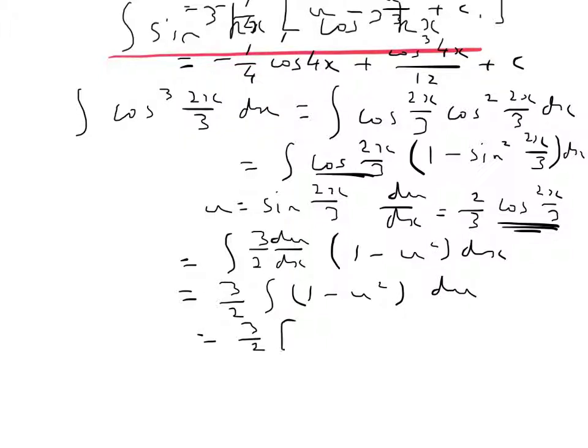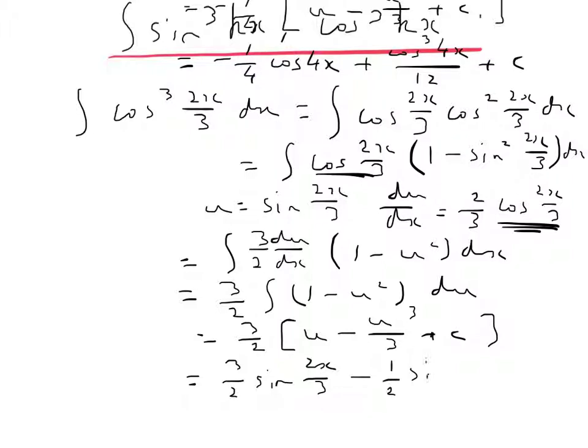That gives me 3 on 2. The antiderivative of 1 is u. The antiderivative of u squared is u cubed on 3, plus a constant c. Multiply back in and replace. We get 3 on 2 sine 2x on 3, and we get negative, now 3 on 2 times 3 cancels, so a half sine cubed 2x on 3, plus a final constant.